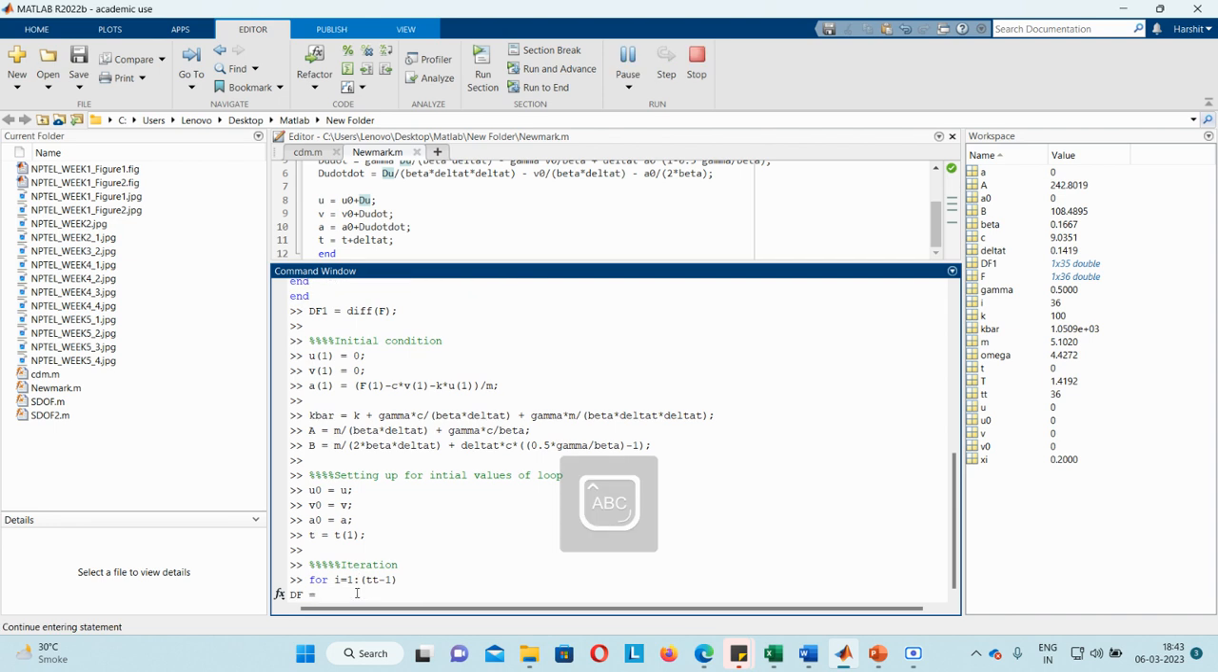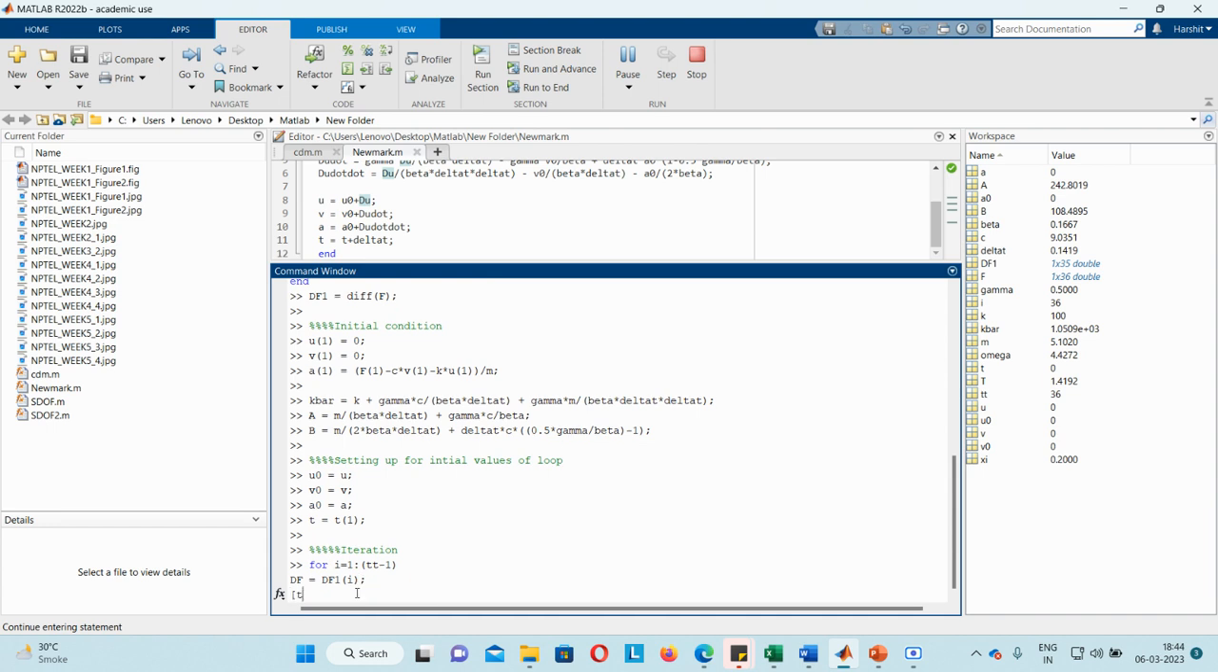df is nothing but df 1 of I. So at every time step, what is the difference in force that we have defined, and the response is t comma u comma v comma a, which is nothing but the function that we created, Newmark. What all input parameters do you need? T, A, T, df, k bar.